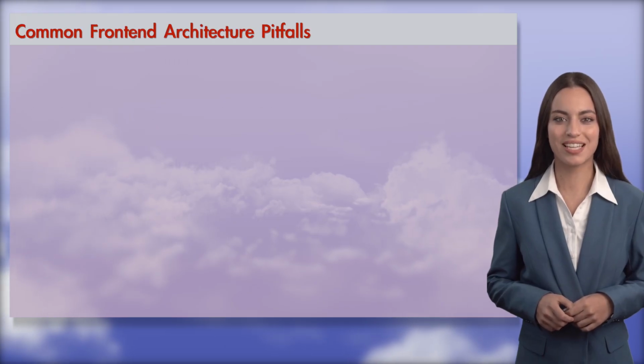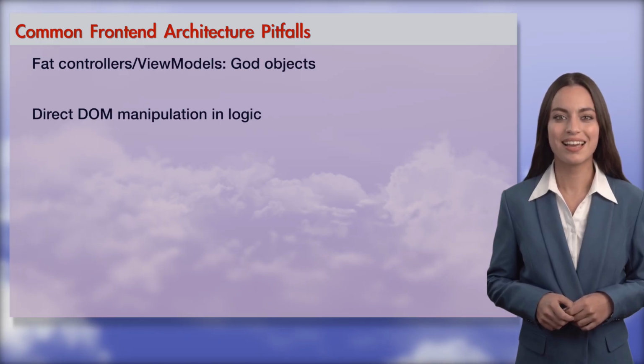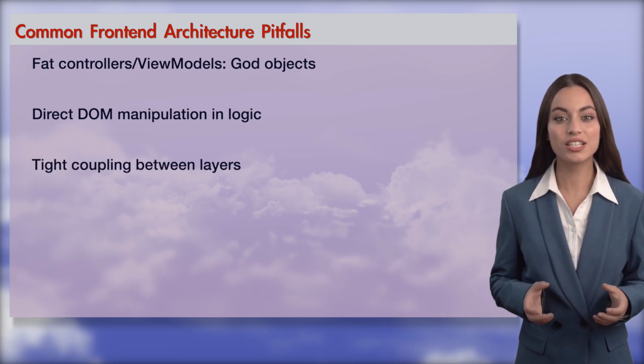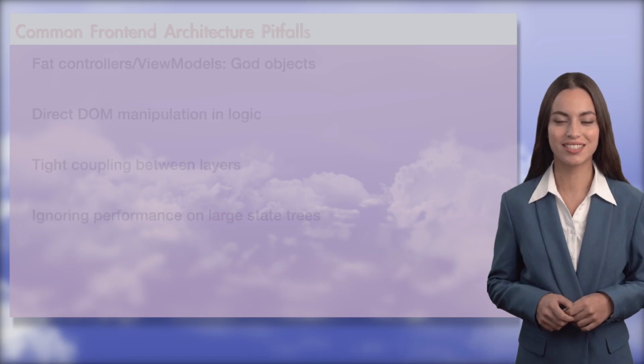Common front-end architecture pitfalls. Fat controllers, or view models that become God objects. Mixing business logic with direct DOM manipulation. Tight coupling between layers instead of clear separation. Ignoring performance implications of large reactive state trees.